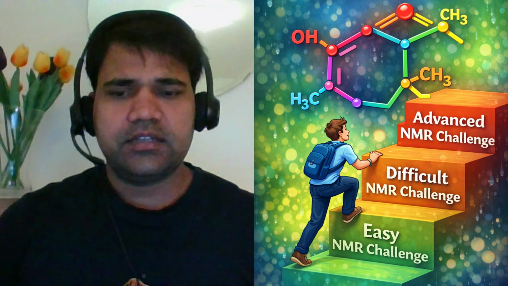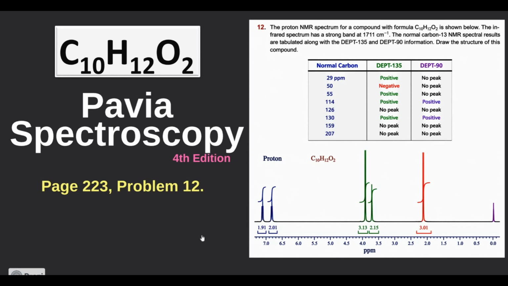So let's get started. We have taken this NMR problem from the Pavia Spectroscopy book, 4th edition. Page number is 223, problem is 12. We have to determine the structure of an organic compound having molecular formula C10H12O2 from the given spectral data such as IR value, DEPT 135, DEPT 90, and proton NMR.